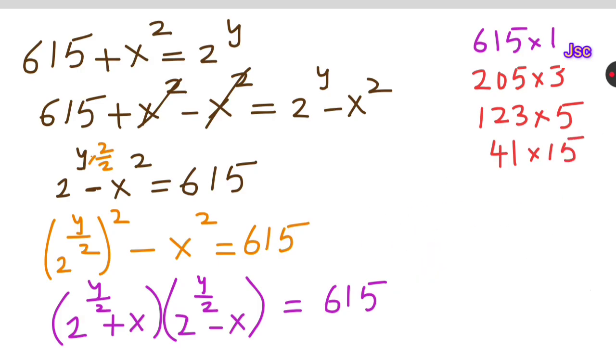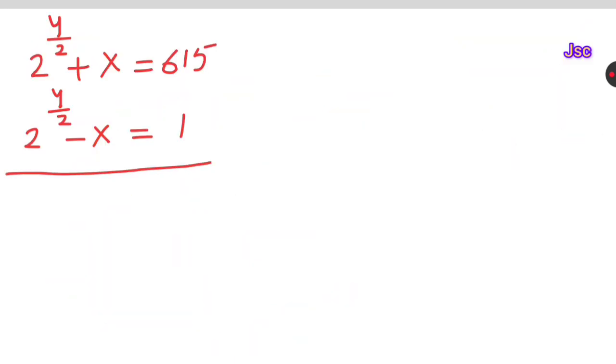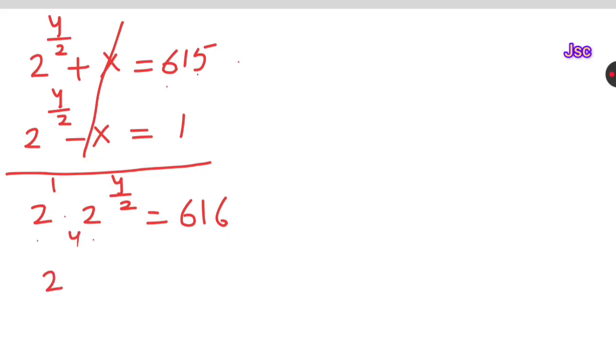So let's take them one by one. From these two terms, the plus term is larger than the subtraction term. So the plus term I am going to take as 615 and the minus term I can take as 1. So if I add, then x gets cancelled. So I'm left with 2 times 2 raised to the power of y over 2 is equal to 615 plus 1, which gives 616. In the left hand side, when the bases are the same, we can add the exponents. So it becomes 2 raised to the power of y over 2 plus 1 is equal to 616. This is for the first factor.